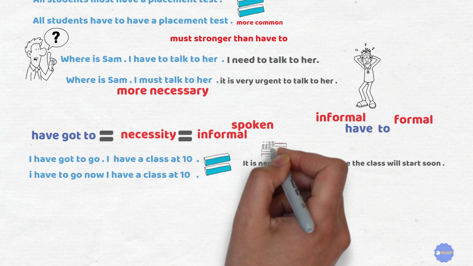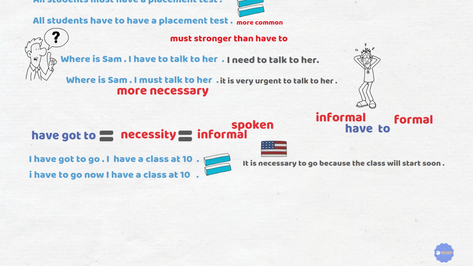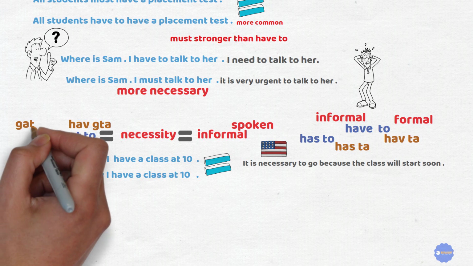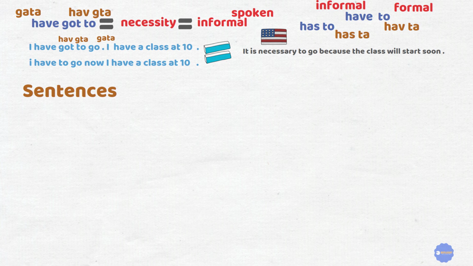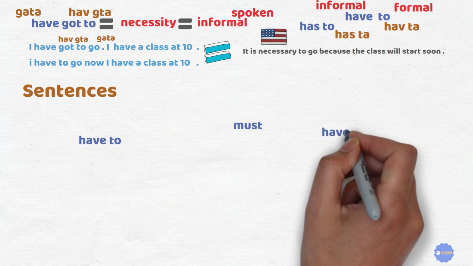Native speakers pronounce them a little bit differently. For have to, native speakers pronounce it like "hafta, hafta." For has to, "hasta, hasta." For have got to, we can say have gotta or gotta. So for this example, we can say I have gotta go. Or we can say I gotta go. So we can drop have when we pronounce them like native speakers. I gotta go.